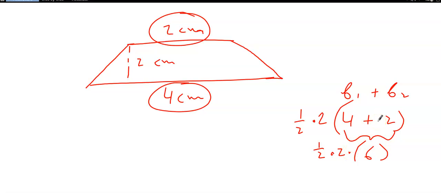All right. Now, that 2 came from there, and half is because the overall formula is related to a triangle. So we do half of 2. Half of 2 is 1. We multiply that by, bring it down, 6. 1 times 6 is 6. Label this as centimeters squared.